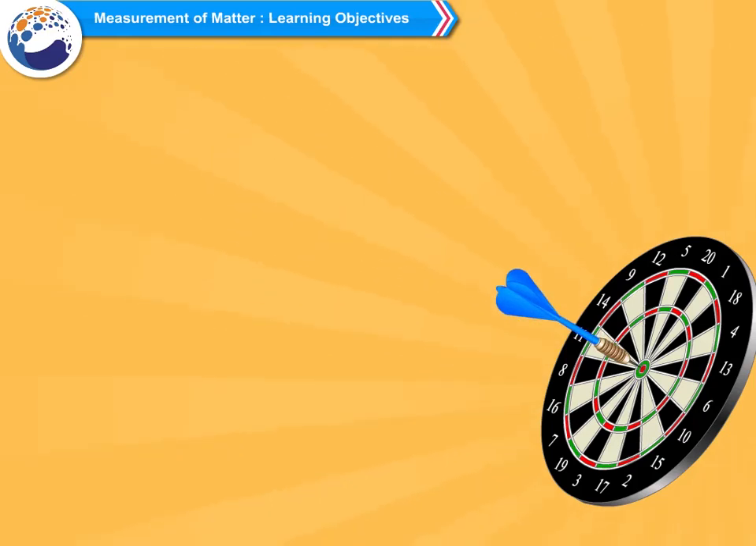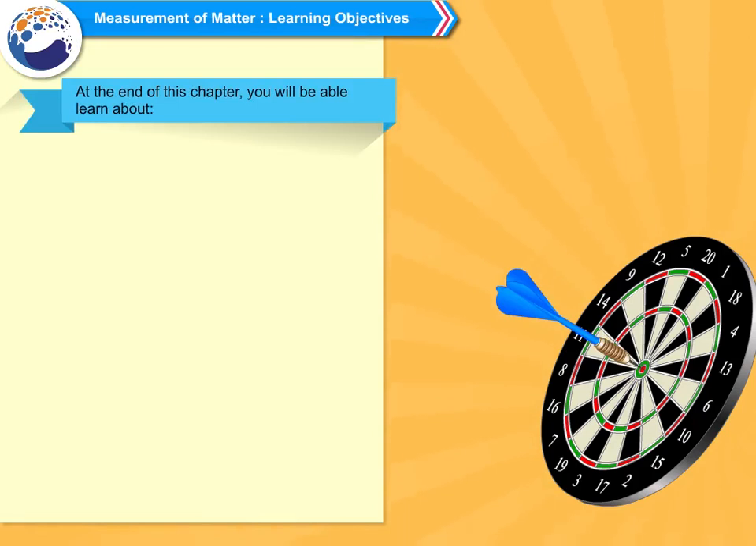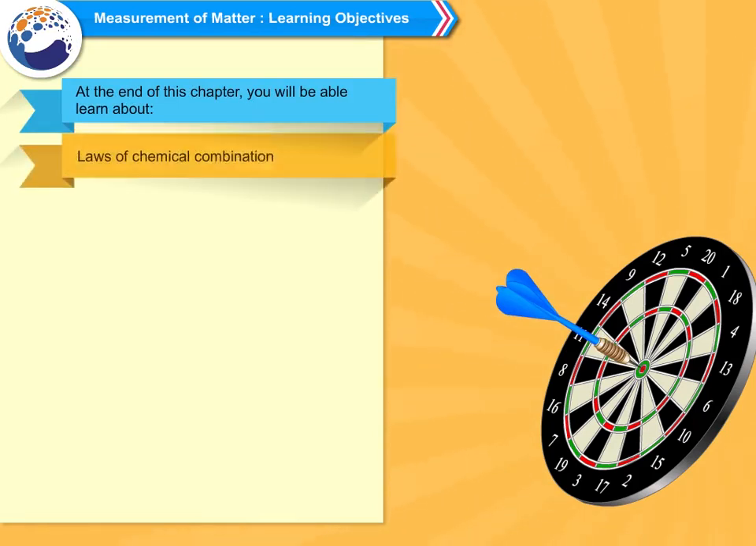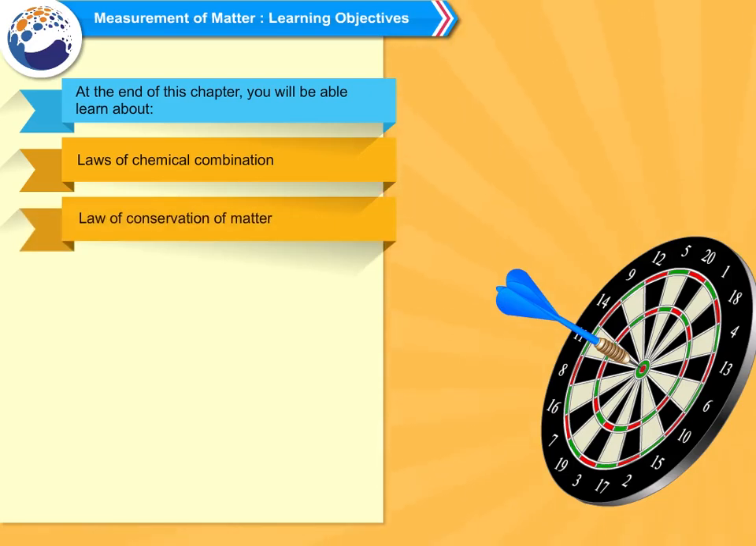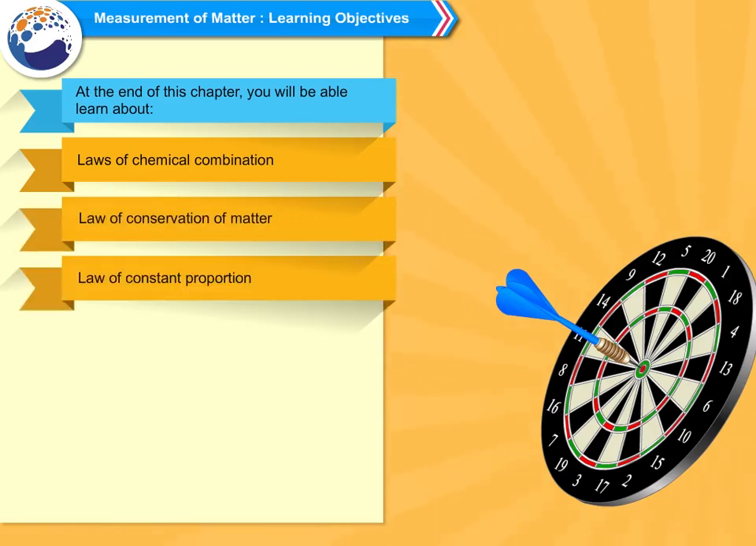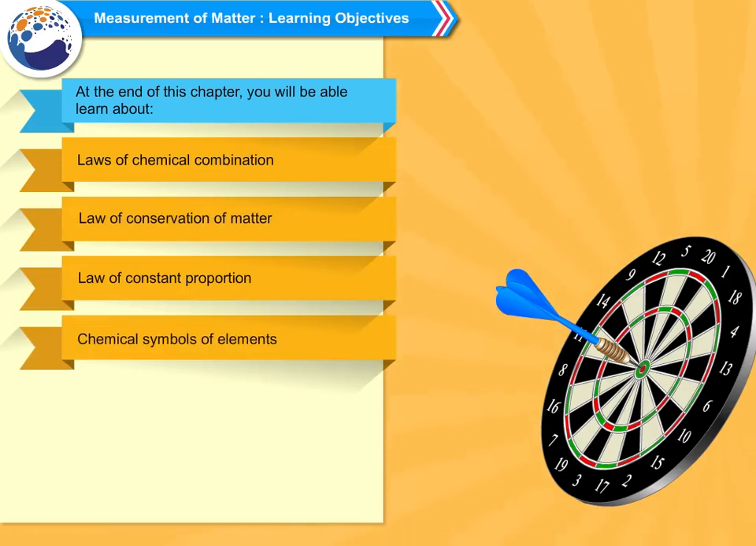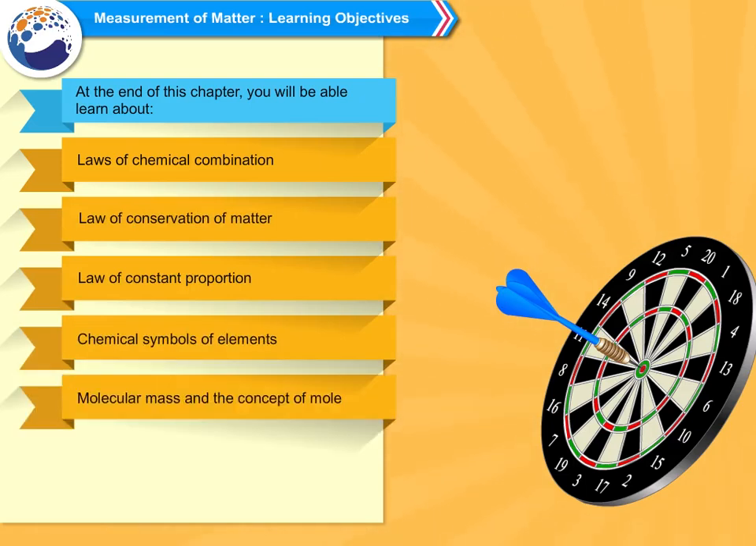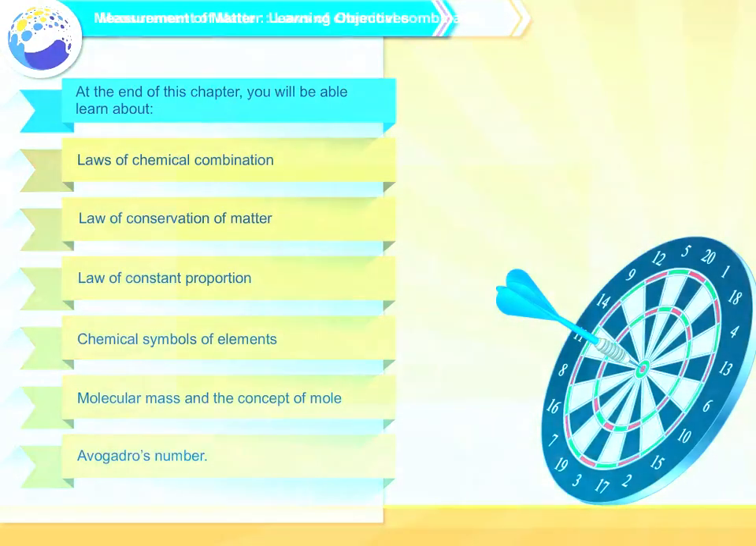Measurement of matter. Learning objectives. At the end of this chapter, you will be able to learn about laws of chemical combination, law of conservation of matter, law of constant proportion, chemical symbols of elements, molecular mass and the concept of mole, Avogadro's number.